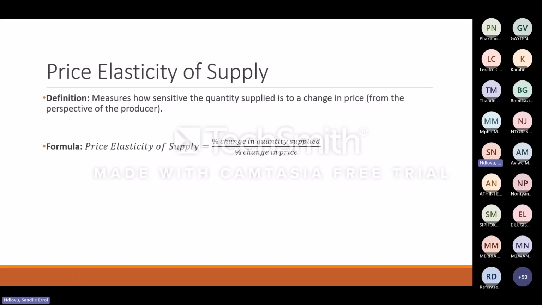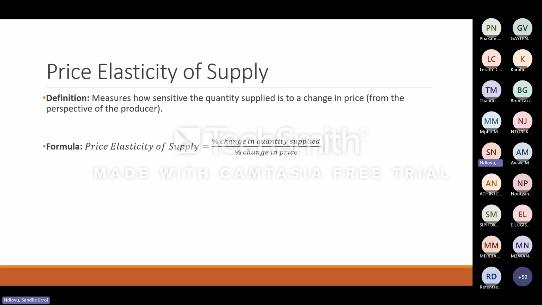So this measures how sensitive the quantity supplied is to a change in price. This now is from the perspective of the producer. Previously, we were looking at quantity demanded, the elasticity of the quantity demanded line. Now we are talking about the elasticity of the quantity supplied line.